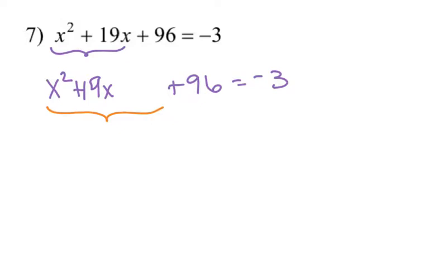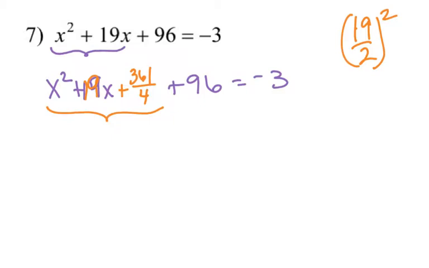Now this one, you can see that we do have an issue because when I go to take half of 19, that does not look pretty. So I'm going to take half of 19. We are not going to use decimals. We're going to do 19 halves, and then we're going to square it. So 19 halves squared is 19 squared over 2 squared.